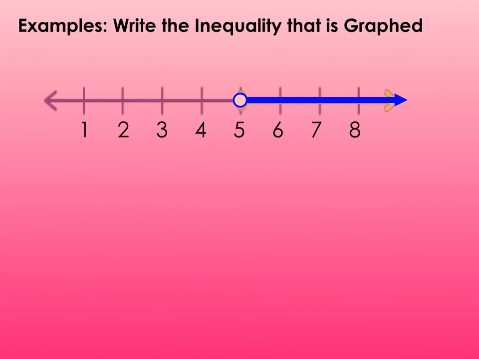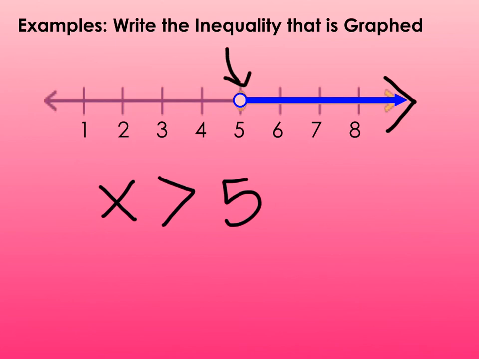Looking at this one, I see an open circle, so I want to pay attention to that as I pick my sign. Again, I'll always start with my variable x. I know that x and 5 are my key points. So looking at 5, I see that I've shaded everything larger. Again, that tip of the arrow creates the greater than sign. And since this is open, I know I leave it as just greater than.